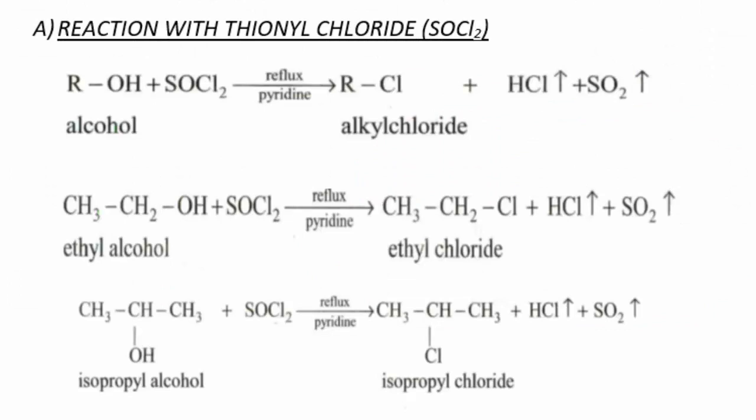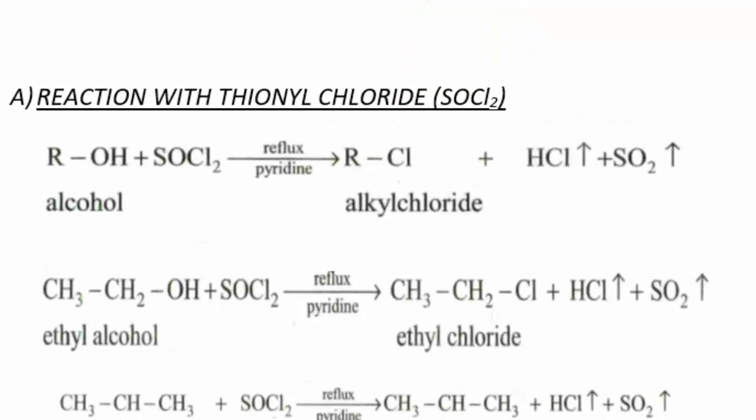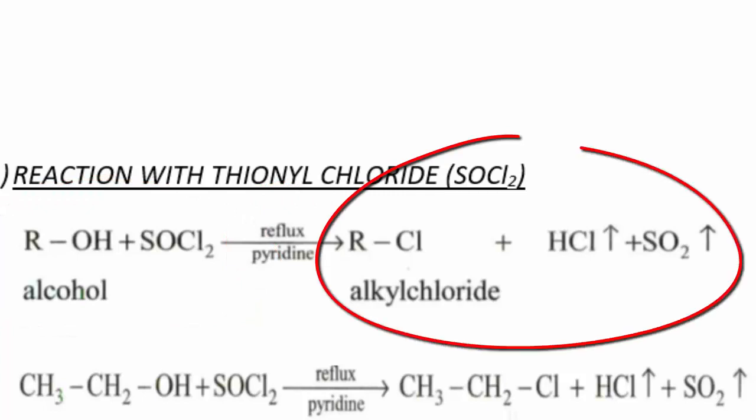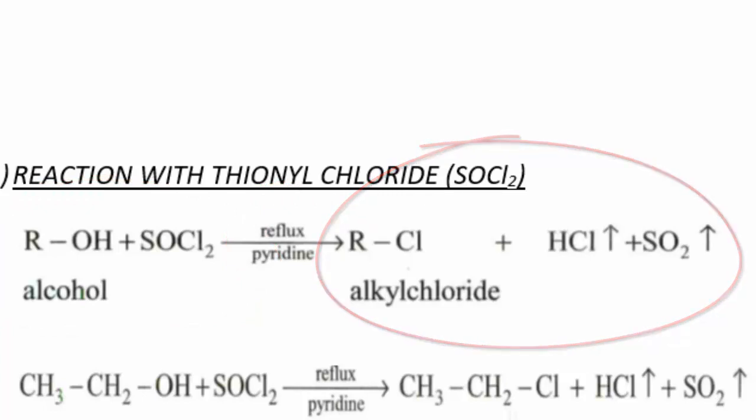Reaction with thionyl chloride. The formula of thionyl chloride is SOCl2. Now look at the general reaction. In this reaction, we are reacting alcohol with thionyl chloride in the presence of pyridine under reflux condition. So the product obtained is alkyl chloride, hydrogen chloride gas and sulfur dioxide gas.